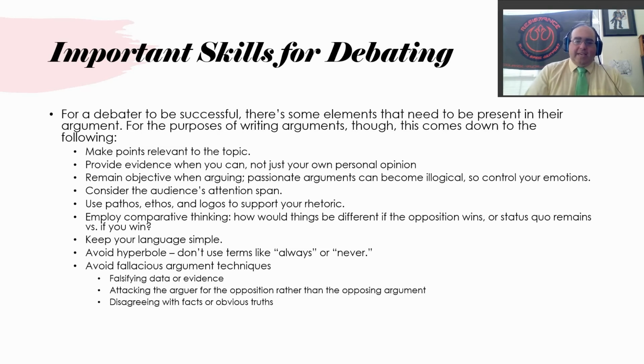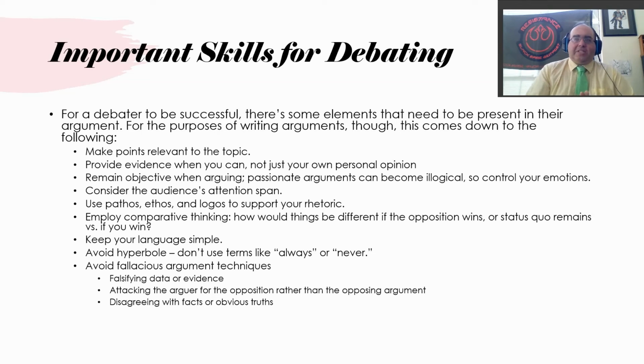Employ comparative thinking. How would things be different if the opposition wins or the status quo remains versus if you win? Okay, what's going to happen? Think about it in terms of hypotheticals. Now, you want to be careful because there is a logical fallacy related to this called the slippery slope, where you're trying to say that if A happens, then Z will happen, but there's no clear evidence showing the path from A to Z. Okay?